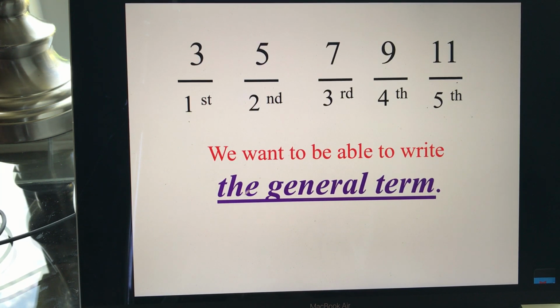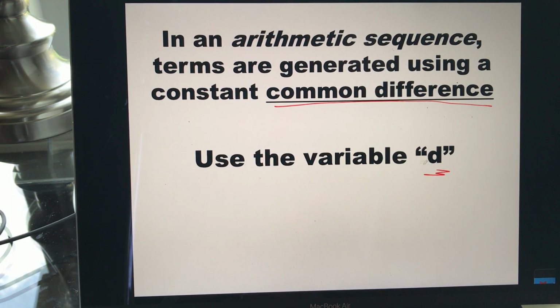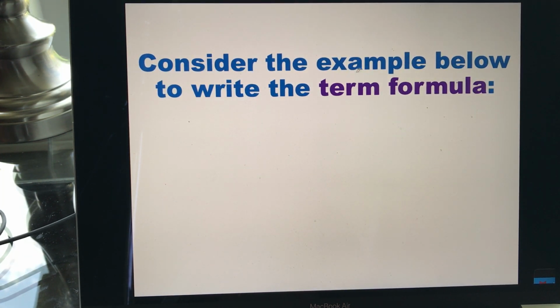Now what we want to be able to do is write the general term for this. We want to write a formula that will tell me any value anywhere along the sequence. So we're going to use this common difference as a tool, and we're going to use the variable d, d for difference. Consider the example below to write this term formula.